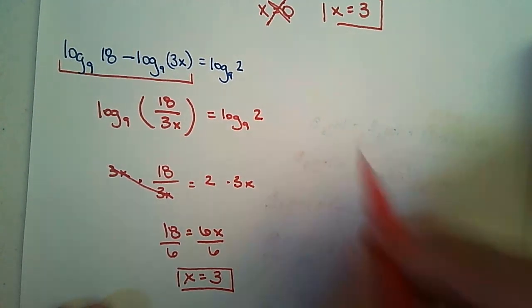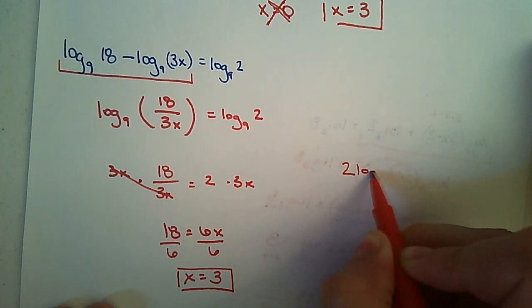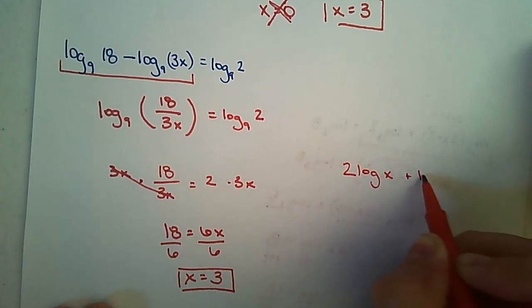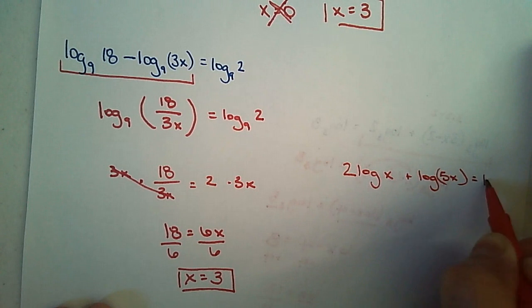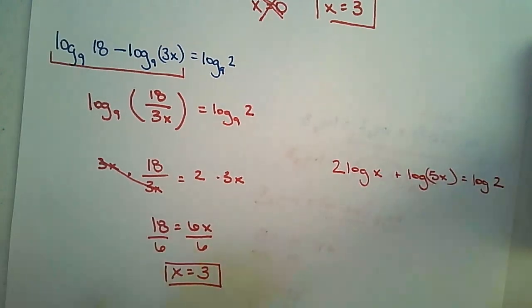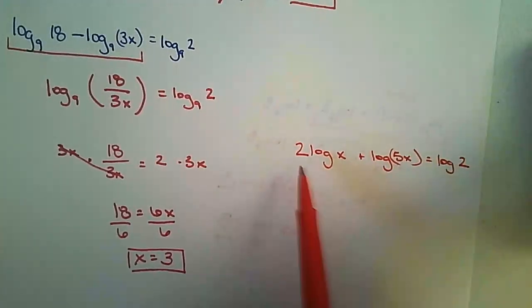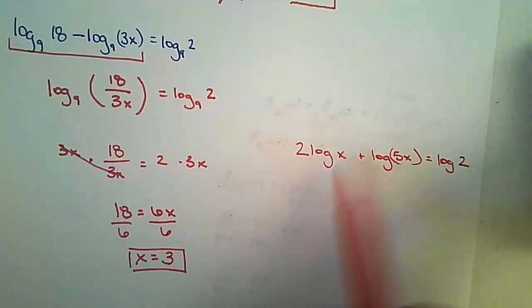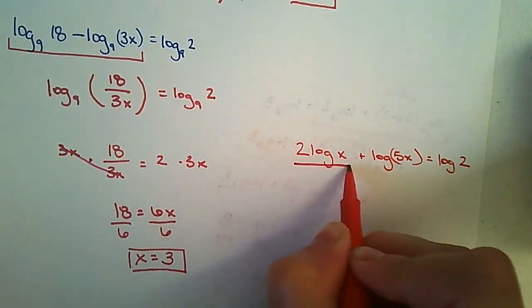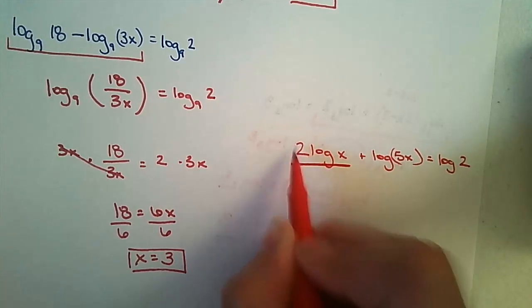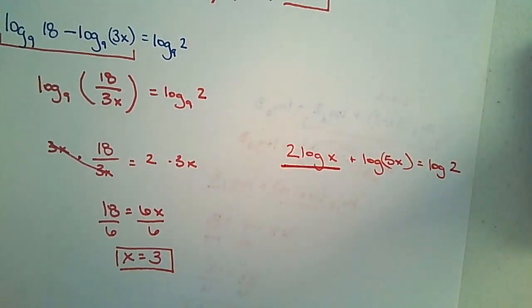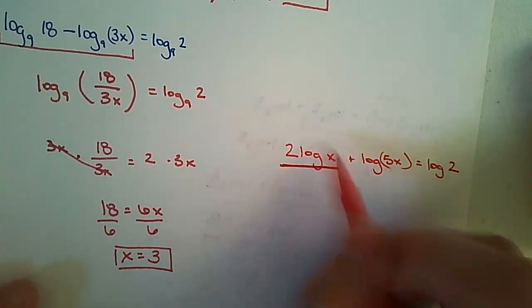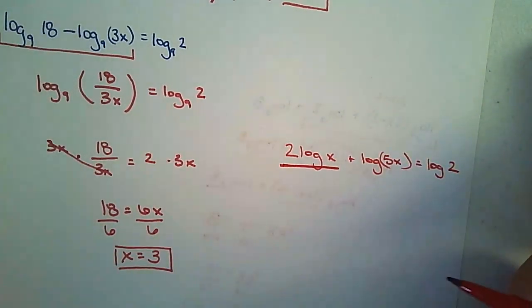One last thing I want to point out. In your homework tonight, you might see something like this. So notice where every single piece has a log, but notice in this one, there's a number out in front. We can't condense that when there's a number out in front like that.